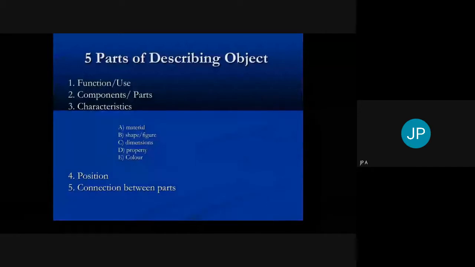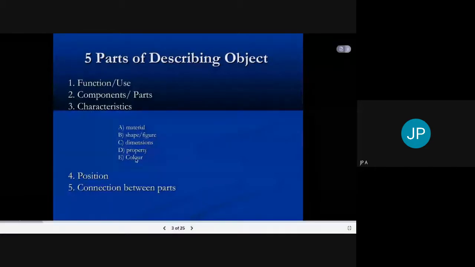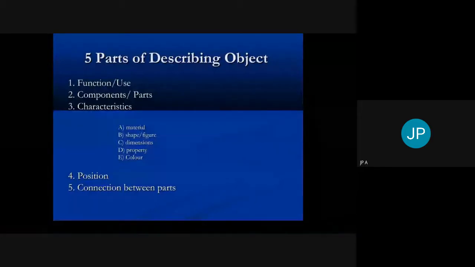Then the color. If the color is visible, then we mention the color of the objects or the parts also. So all these five are together described as the characteristics. And then we talk about the position. For example, if I am talking about a ceiling fan, I say that the position is that it is hung from the ceiling. So that is the position.